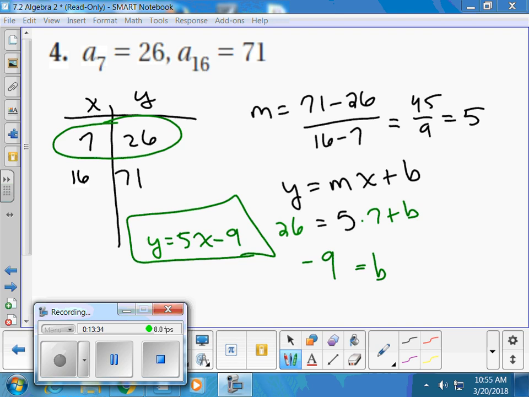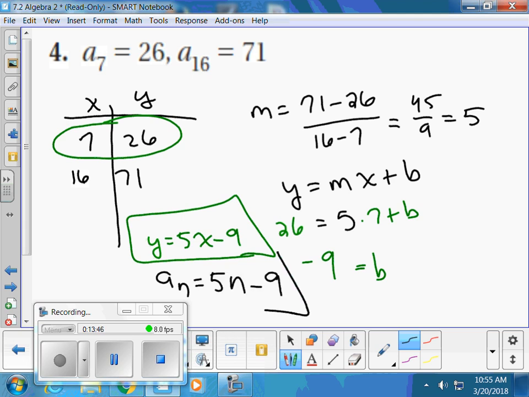Who got it? Now, if this is bothering you, because they're always saying find the nth term and stuff, and you're like, I have x's and y's, no problem. You could rename this a subscript n equals 5n minus 9. It's still the same exact formula. It still generates the same exact numbers, but you might look a little bit more like a true mathematician if you've got your a_n's and your n's. Okay. Sound good? Thumbs up?